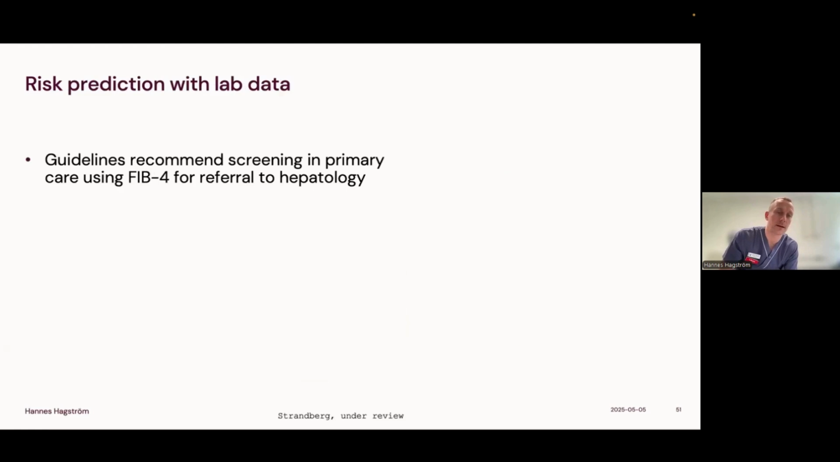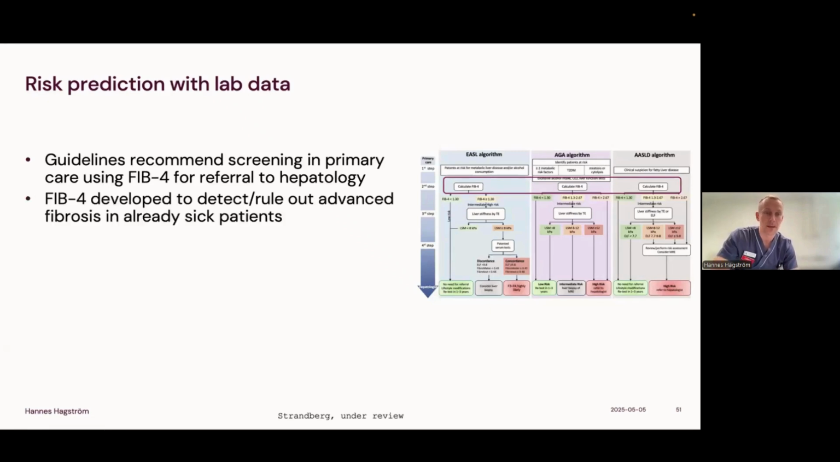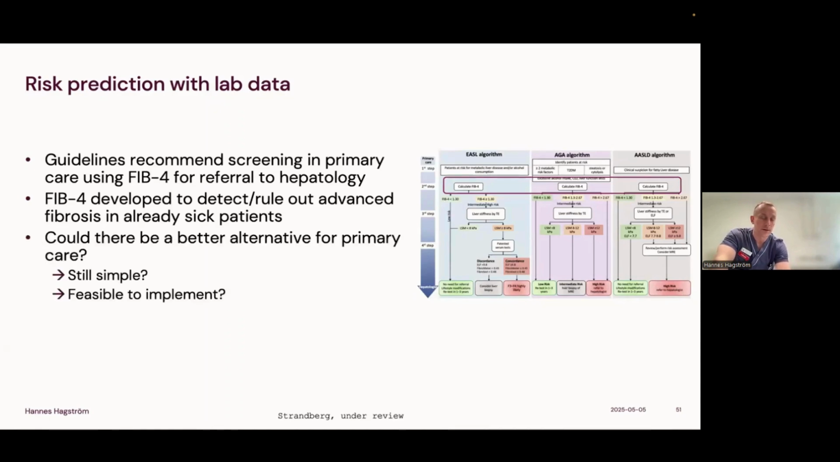So how can we do it with lab data? We have all the guidelines that recommend screening in primary care using FIB4 to guide who should be referred to hepatology or to do a FibroScan. I guess you all know these algorithms. They look kind of the same, with calculation of FIB4 as the first step in the respective algorithms. And FIB4 is of course a good score, but it was developed to rule out advanced fibrosis in already sick patients undergoing biopsy.